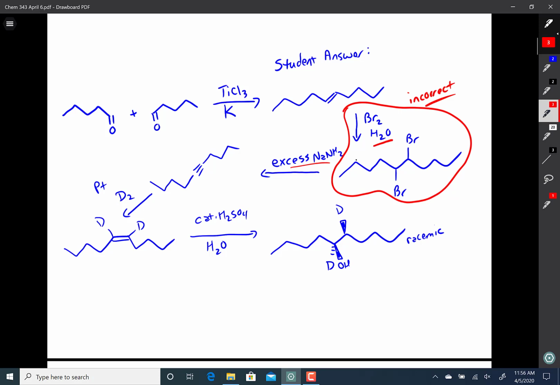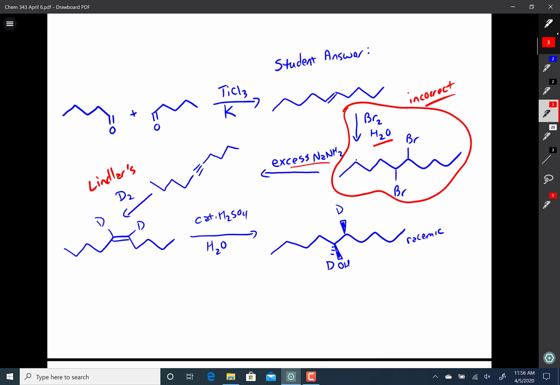Here to here, a lot of students used the platinum catalyst. Platinum is very reactive. It's very difficult to stop at the alkene. So prefer to use Lindlar's if you need to stop at the alkene. And then this last step is also incorrect for a couple of reasons.